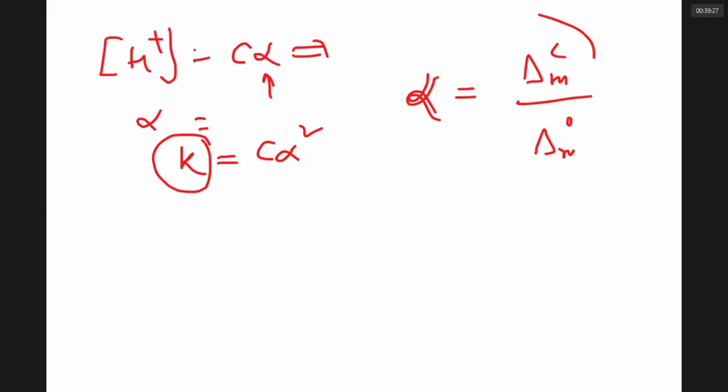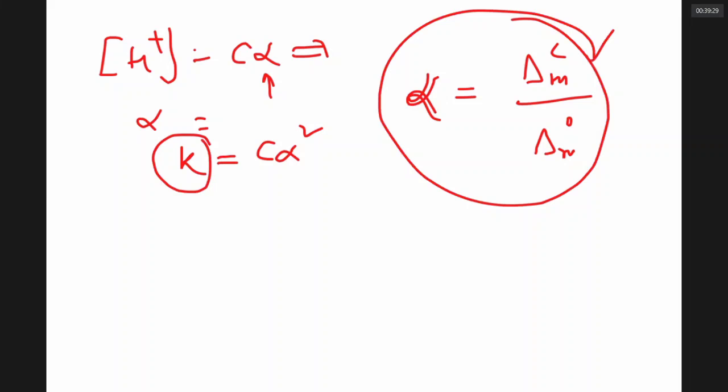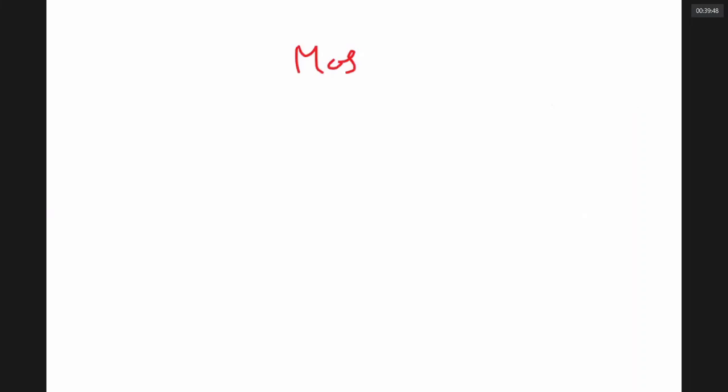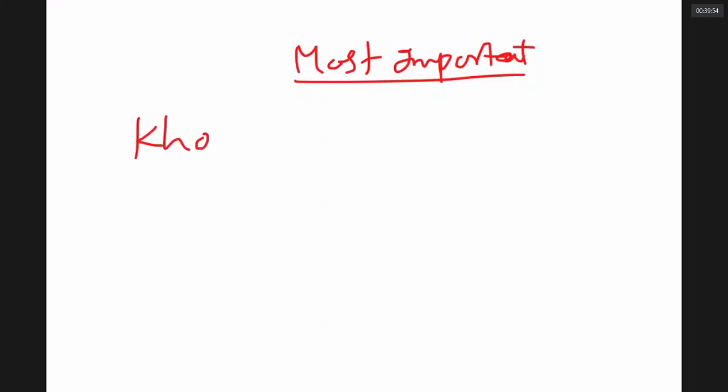And alpha is equal to molar conductance at concentration C by molar conductance at infinite dilution. Now, molar conductance at infinite dilution can be found for a strong electrolyte by extrapolating the graph. But for a weak electrolyte, I have no way to find molar conductance at infinite dilution. Now, most important part, Kohlrausch law.